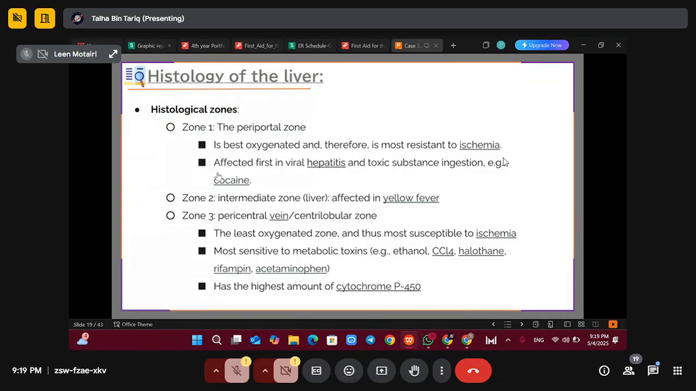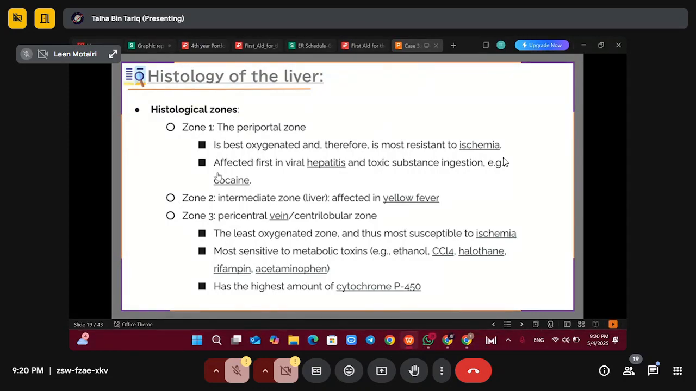And any other toxic substance which is ingested into your blood, which you are ingesting and it's in your bloodstream. So, for example, cocaine, right? Any drugs, any other recreational drugs you're abusing, all of these drugs are being absorbed in your blood, and they are affecting the periportal zone as its first priority. Then we have the second zone, which is the intermediate zone.